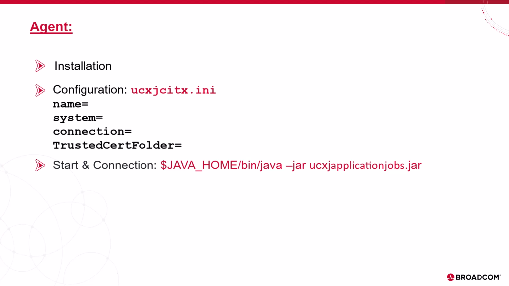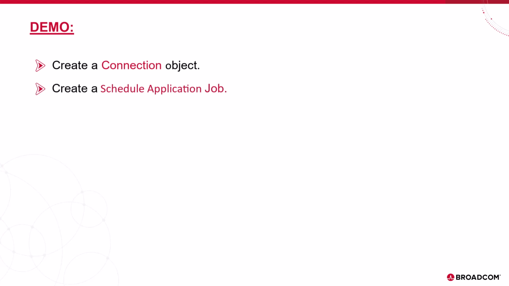Finally, we start the agent by invoking the JAR file via the Java command. The agent connects to the AE and deploys the object templates needed to support the integration, the connection object, and the SAP Schedule Application Job templates. In our demo, we will create a connection object. Once we have established the connection to the SAP S/4HANA Application Jobs environment, we'll create an SAP Schedule Application Job. Finally, we'll execute and supervise this job.